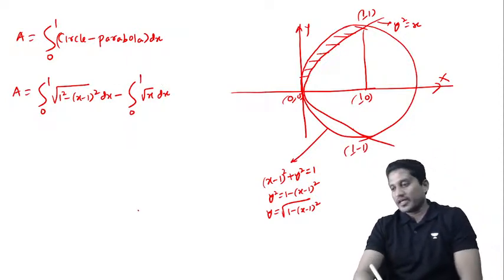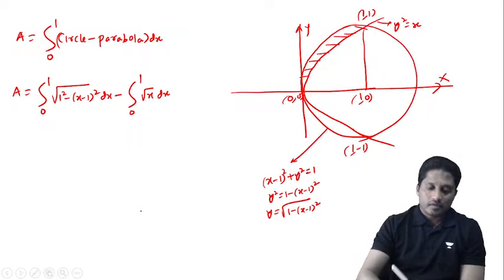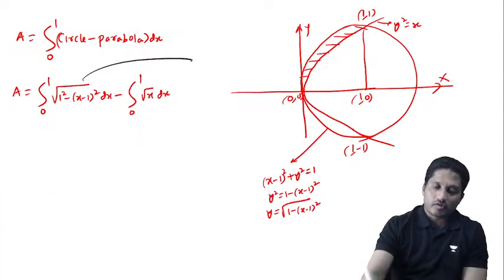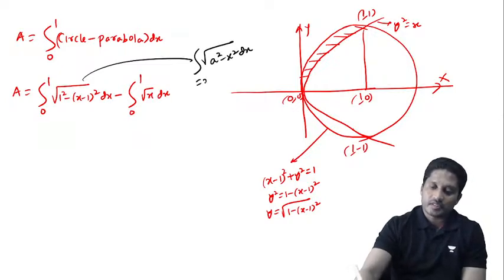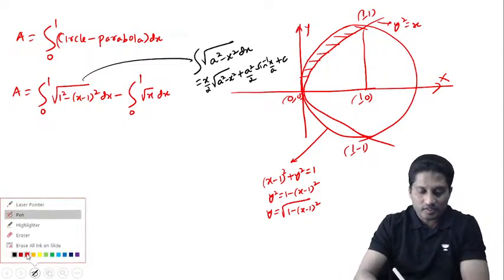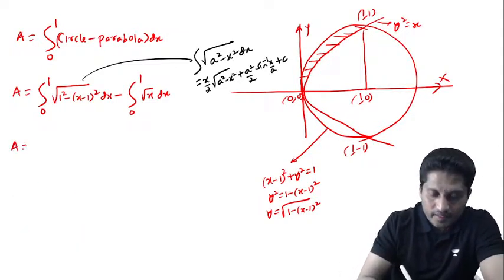Alright, now let us integrate. This is of the form root of a square minus x square. The integration of root of a square minus x square formula is x by 2 into root of a square minus x square plus a square by 2 into sine inverse of x by a, plus c. So if I use this formula, area is equal to x by 2 into root of a square minus x square.